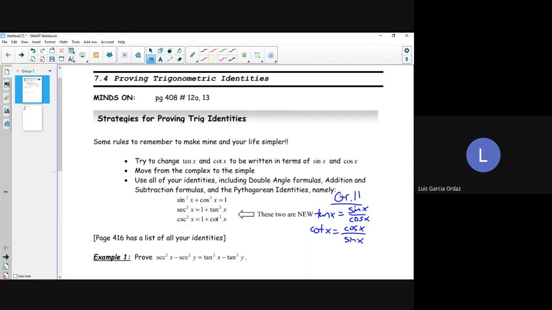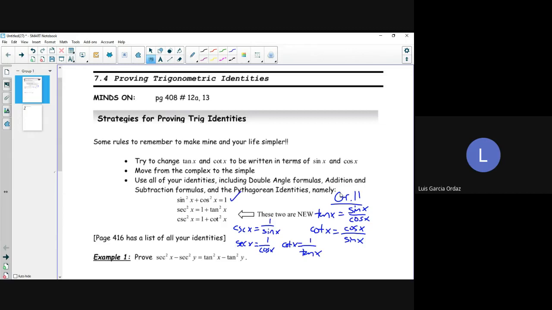Do you guys remember any other ones you learned last year? Sine squared plus cosine squared is equal to 1. That should have been taught last year. And the reciprocal identities. So cosecant x is equal to 1 over sine x. Secant x is equal to 1 over cos x. And cotangent x is equal to 1 over tan of x.